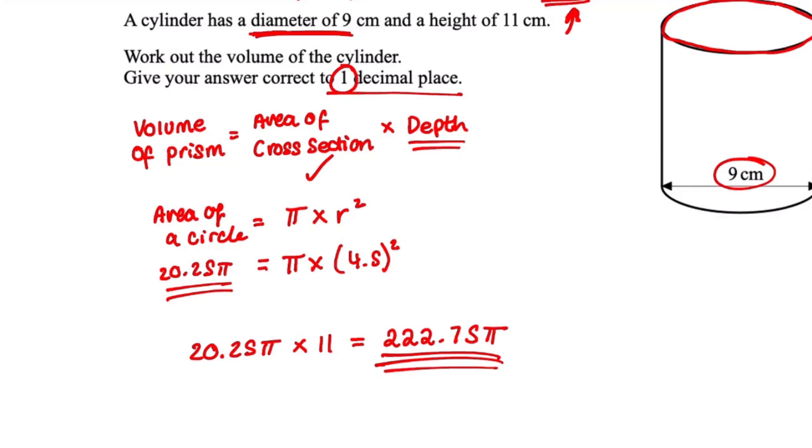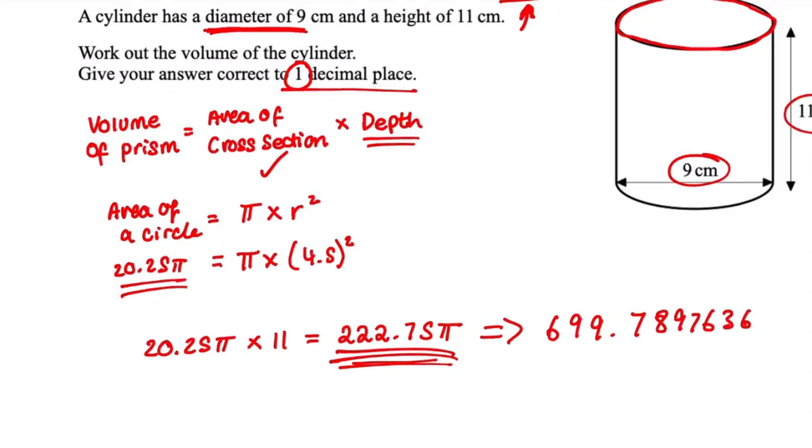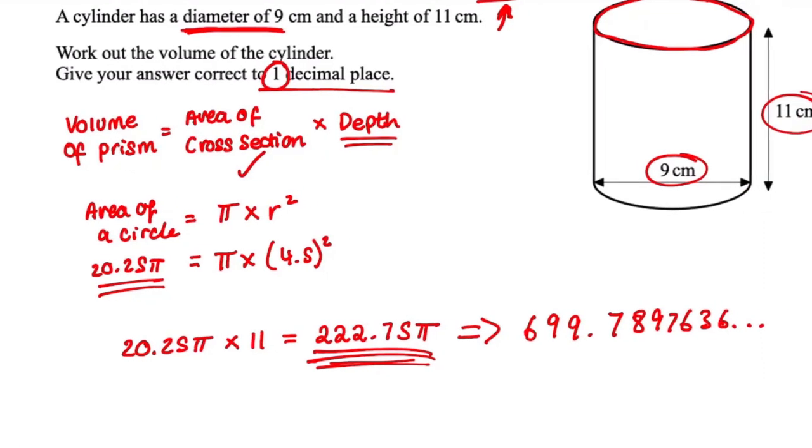You need to type 222.75 pi into your calculator, and that will output an answer of 699.78973636 and so on. You just have to round that to one decimal place. 7 is the first decimal place, 8 rounds up, so it's going to be 699.8 centimeters cubed to one decimal place. That's what your answer is going to be.